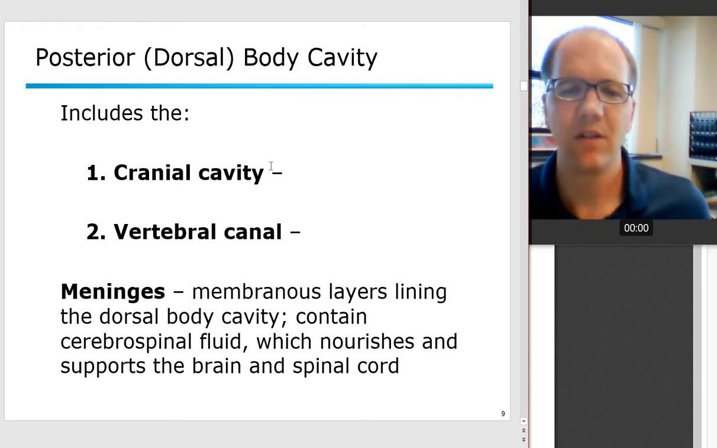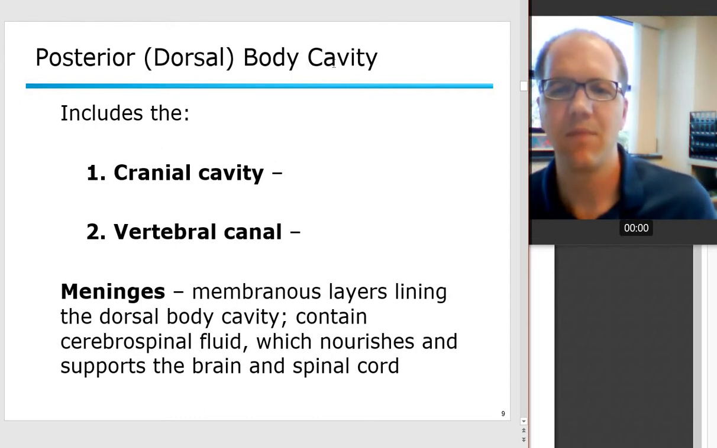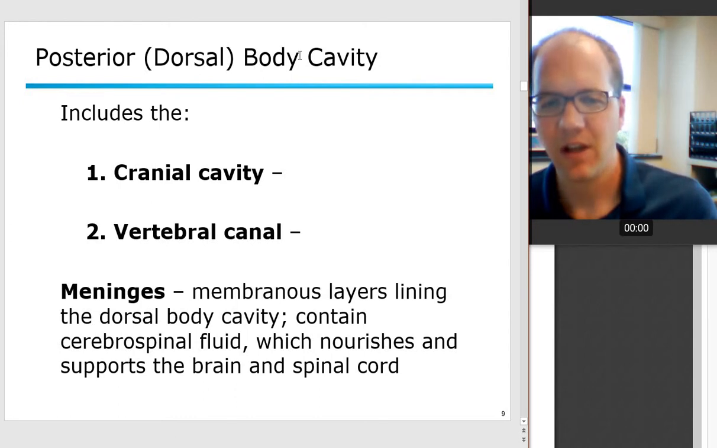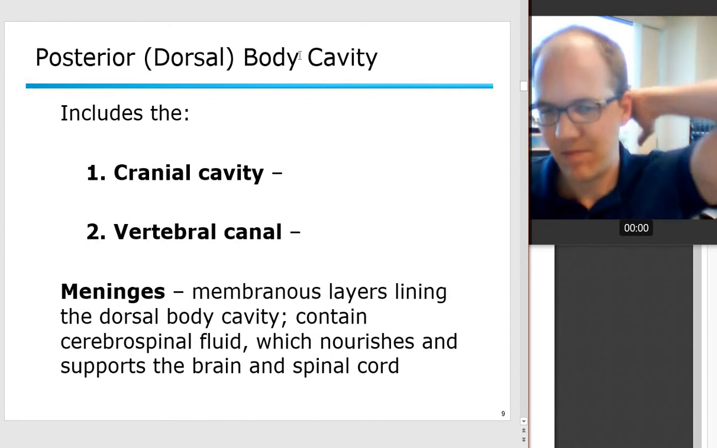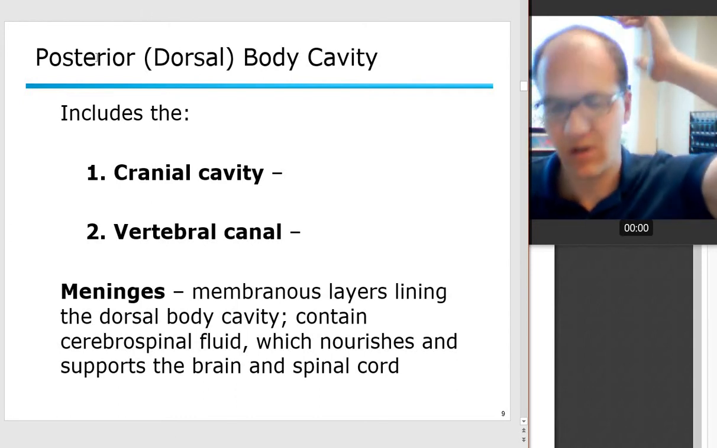So we have different body parts of the body. The first one that we want to talk about is called a posterior body cavity. Now, posterior is an anatomical term. It's also the same as dorsal. So dorsal and posterior mean the exact same thing. Now, the dorsal body cavity is basically the body cavity in the back. Dorsal, posterior means the back.